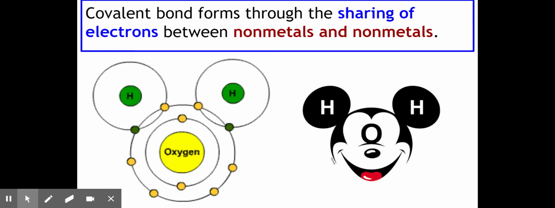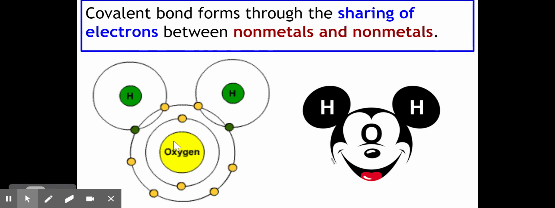Okay, the other type of bond is called a covalent bond. What is a covalent bond? Covalent bond means co means together, right? It means sharing electrons. Neither of them would lose or gain electrons because they have similar ability to attract electrons.